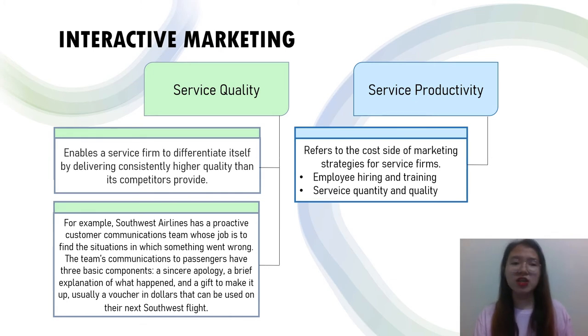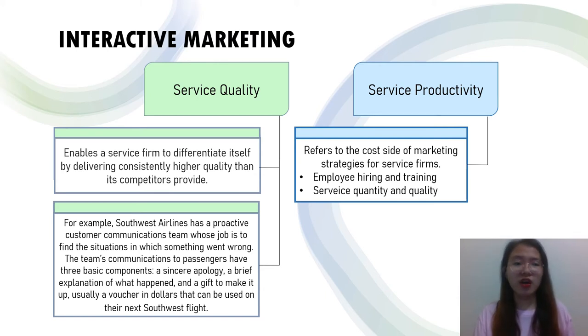For example, Southwest Airlines has a proactive customer communications team whose job is to find the situations in which something went wrong. The team's communication to passengers has three basic components: a sincere apology, a brief explanation of what happened, and a gift to make it up. Usually, a voucher in dollars that can be used on the next Southwest flight. Surveys show that when Southwest handles a delay situation well, customer service quality rankings score 14 to 16 points higher than on regular on-time flights.